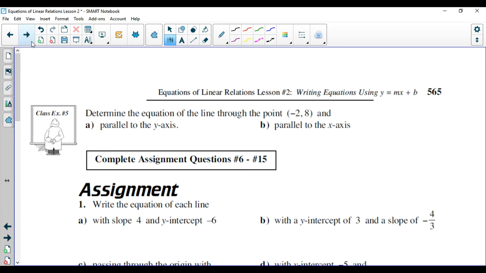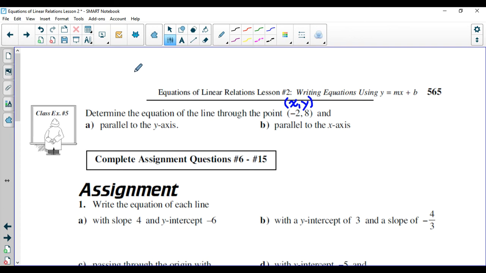Okay, last example says determine the equation of the line that passes through the point -2, 8 and is parallel to the y-axis and/or is parallel to the x-axis. Okay, so first of all, in this ordered pair here, this is the ordered pair x, y. Okay, now it says, write the equation of a line that passes through this point and is parallel to the y-axis.